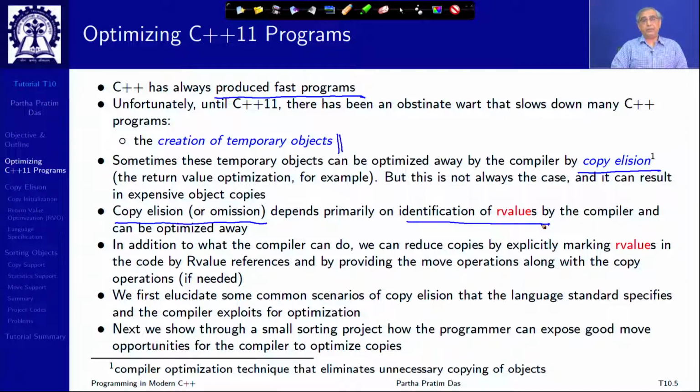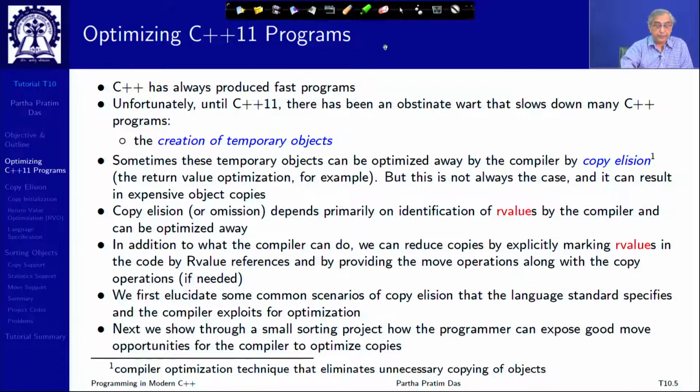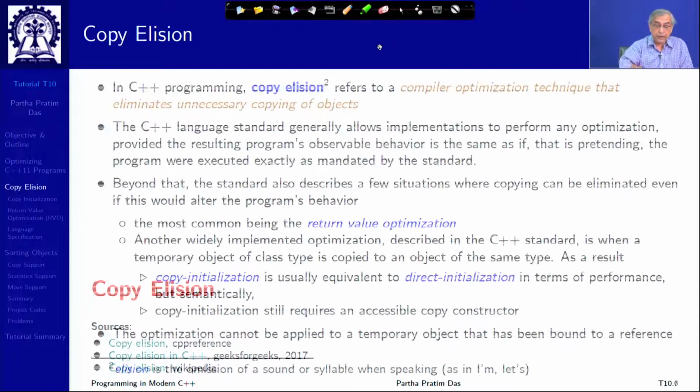In addition to what the compiler can do, we can also help the compiler by explicitly marking R values. And how do we do that? We can do that by providing R value references, or by providing move operations along with the copy operations if they are at all needed. So, in this tutorial, we are going to elucidate some of these scenarios of copy elision and the sorting project that I just mentioned. So, let us first look at copy elision.